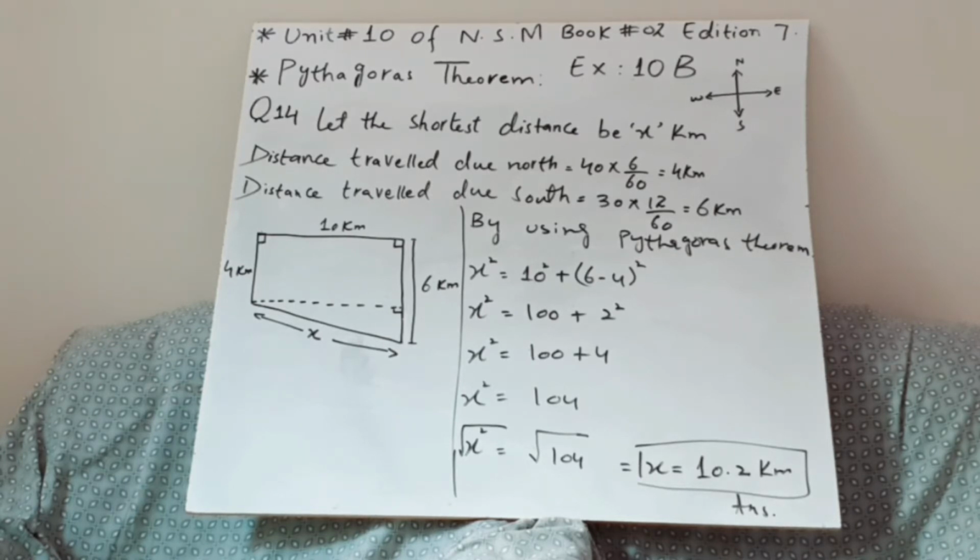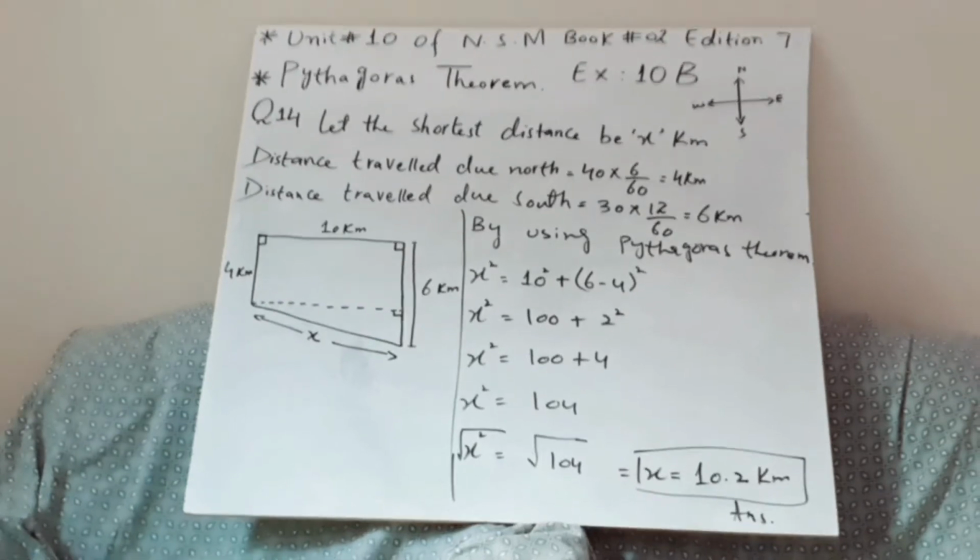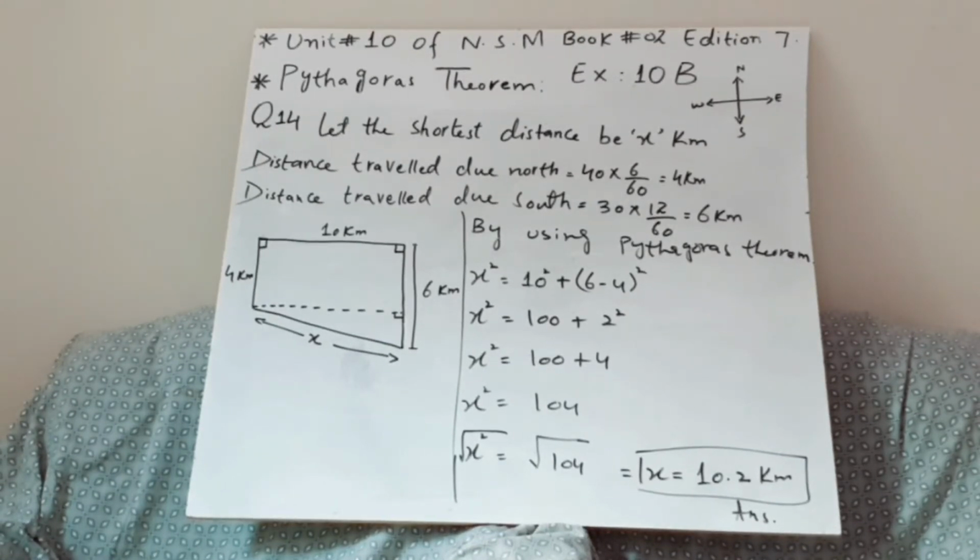So what they asked in the question: find the shortest distance between the courier and his starting point. So what was his starting point? His starting point was from the north, due north, which is 4 km. So we have to find the shortest distance of the courier from his starting point. So the shortest distance will be this, which is shown in the figure, which is x. If we do not take this distance, and take this one, 4 kilometer, then 10 kilometer, and then 6 kilometer, it will be a greater distance.